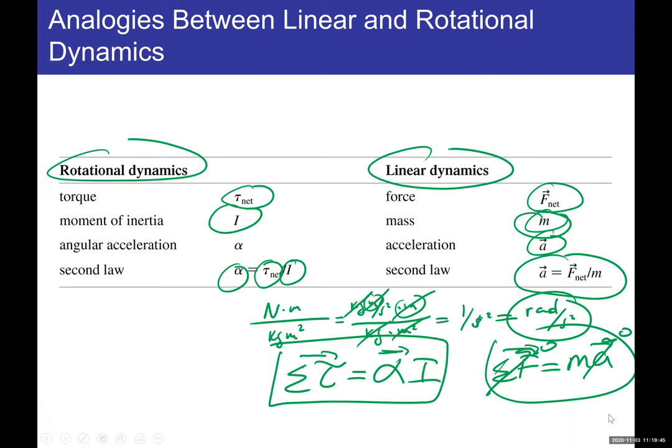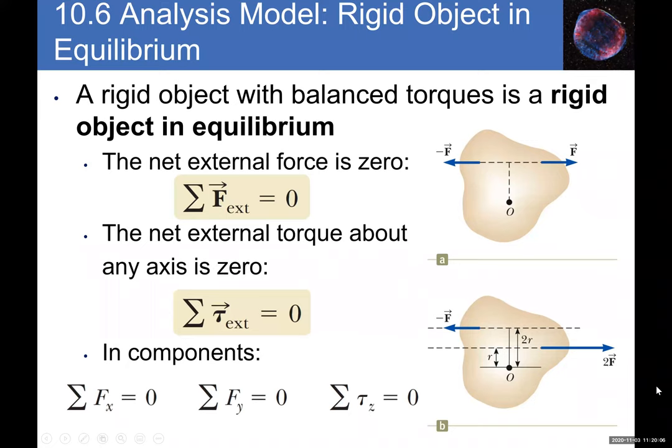So that means we're going to be exploring two types of rotational motion. We're going to look at rotational dynamics, when there is actually rotation, and we can also look at rotational equilibrium, static or dynamic, where the system is either completely at rest or moving at a constant rate. So a rigid object with balanced torque is a rigid object in equilibrium. This is Newton's first law for the rotational system. But we have to add something else here because the system can not only move linearly, but can also rotate. So we have to satisfy two conditions to be in equilibrium.